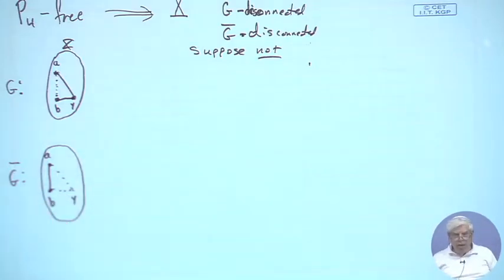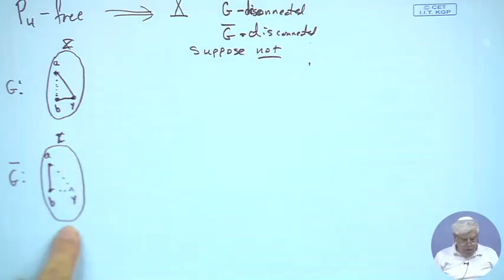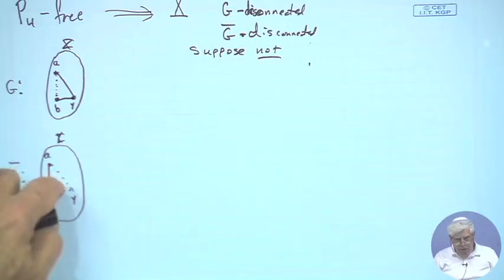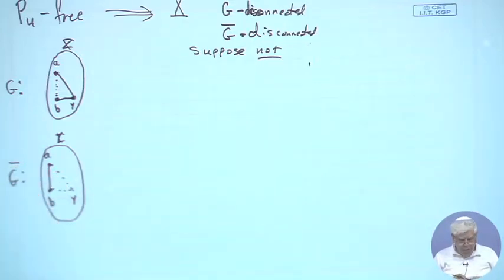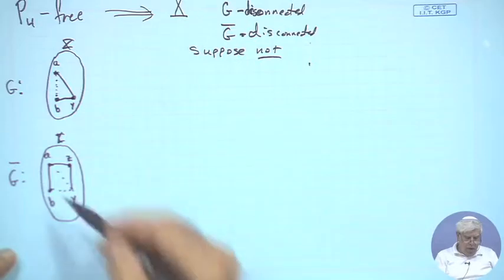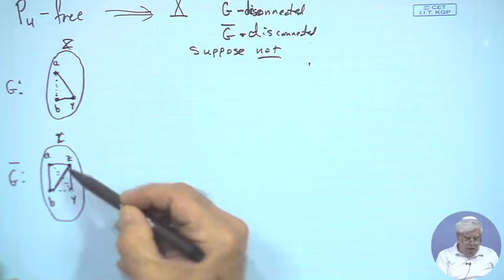But X in G bar is also connected. So there must be some way to get from A to Y. Again, if I were to go from A to Y with a hop, hop, hop, I would find a P4 here. The complement of a P4 is a P4. So I must have a Z that sees both A and Y. So I have this, this, and this. What's happening between B and Z? Well, if it's a non-edge, I have a P4. So it must be connected.